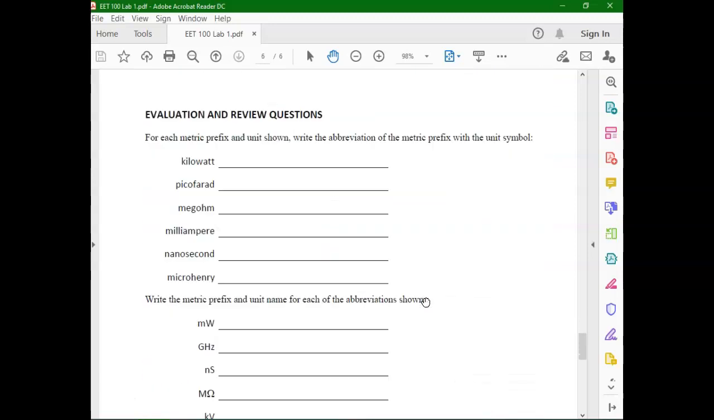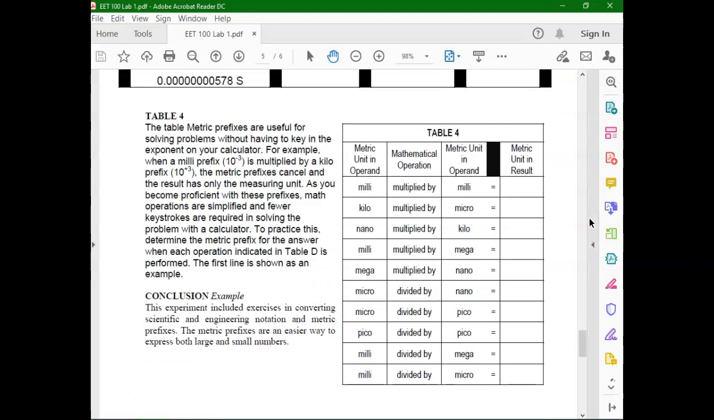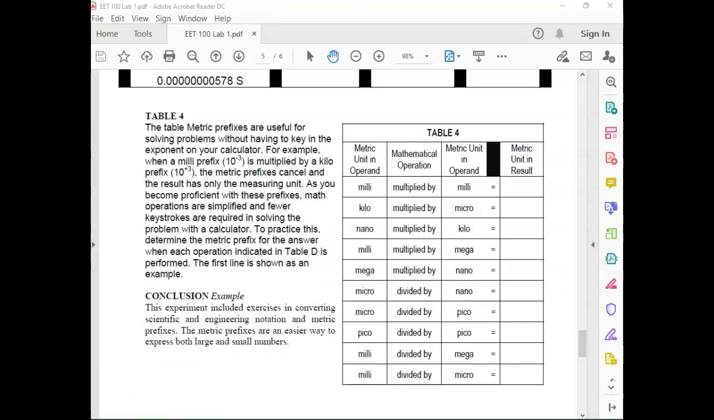So looking at table 4, because I'm pretty sure y'all kind of get where I'm going with that one. So looking at this one on table 4. So when I said multiply, what do we do with our exponents?